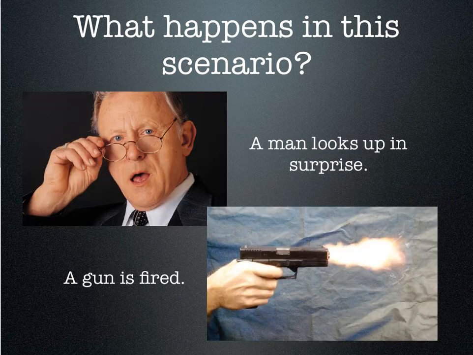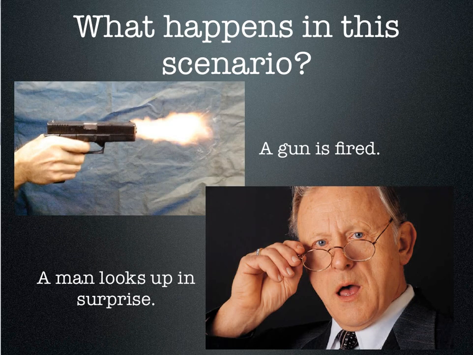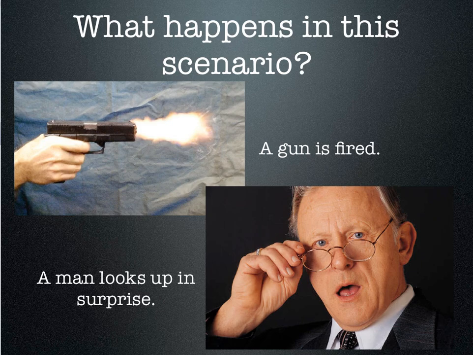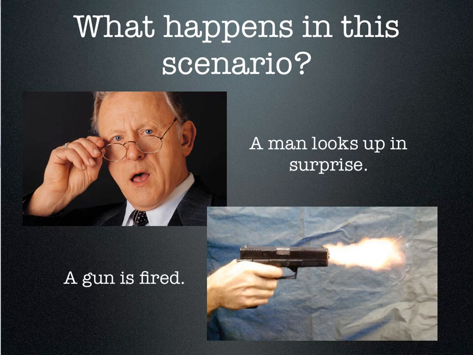But what if we switch it around? In this case, what if the man looks up in surprise and then a gun is fired? Well, we're going to assume that he was shot by the gun, right? He looks up in surprise at the person who's holding the gun right there, and then the gun is fired. So when we switch between these two, the gun first and then the man, or the man first and then the gun, the whole meaning changes. I mean, it really changes. Whether or not this guy got shot changes depending on which way we put these two different little clips.